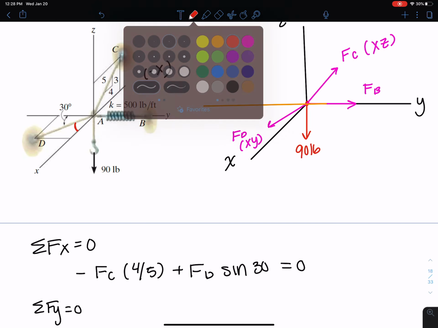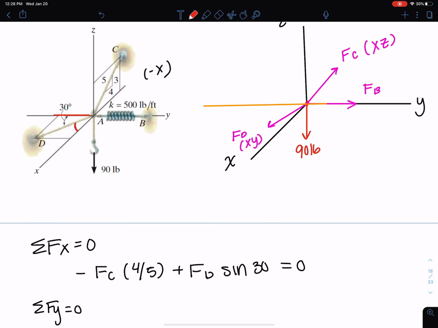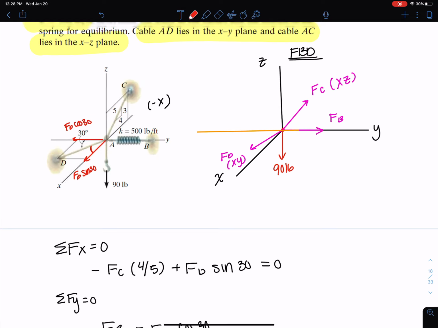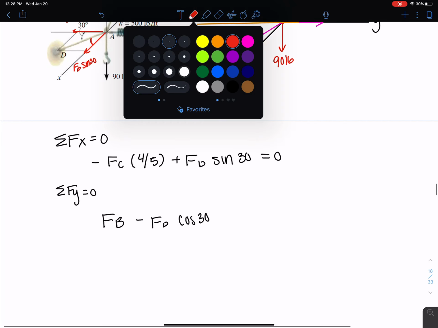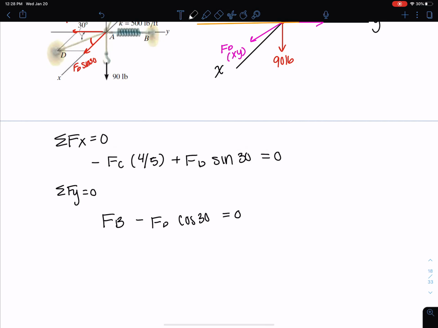because that's the adjacent, right? I'm looking for this component of this force FD. So this is the adjacent, and this was the opposite, so this would be FD sine 30, right? Adjacent and opposite. Okay. And that's all I have in the y direction.